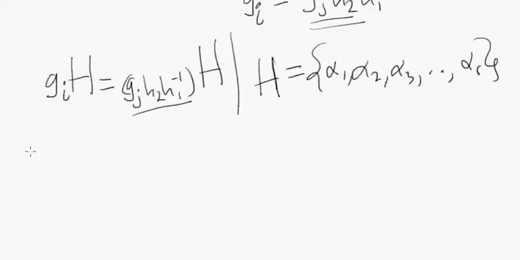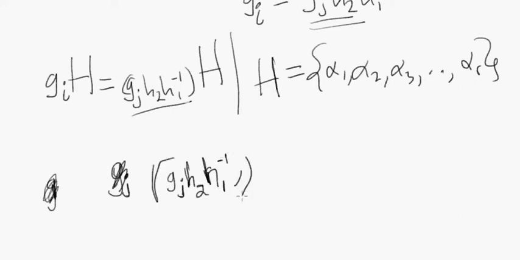Then saying that Gjh2h1 inverse multiplied by H is really equal to whatever this thing is multiplied by every element of H.